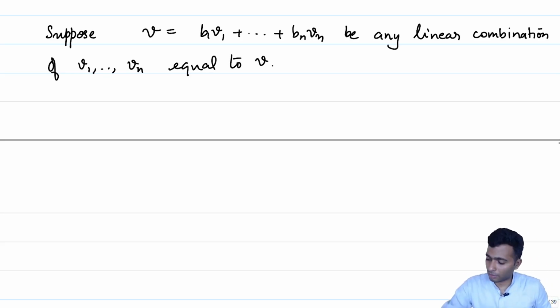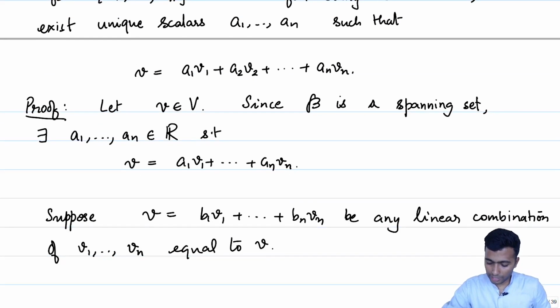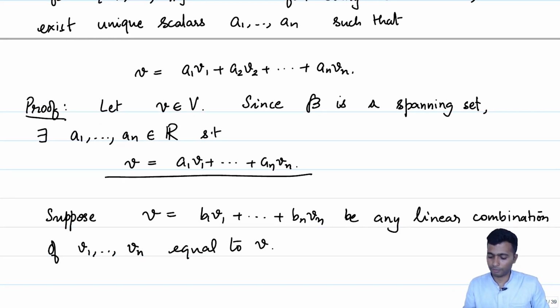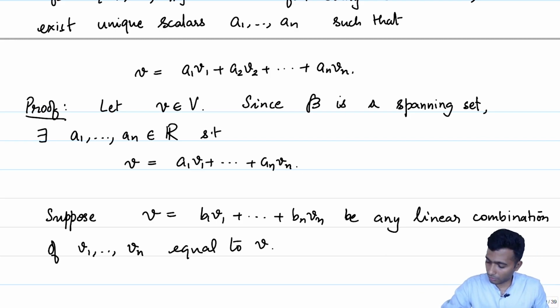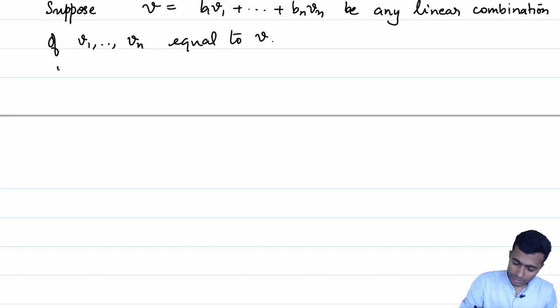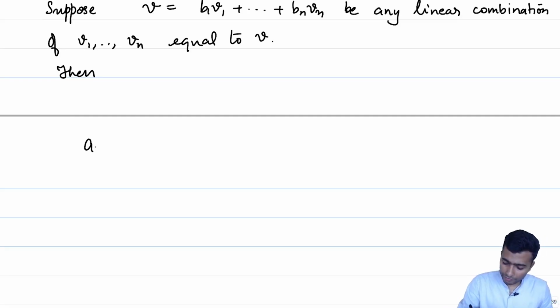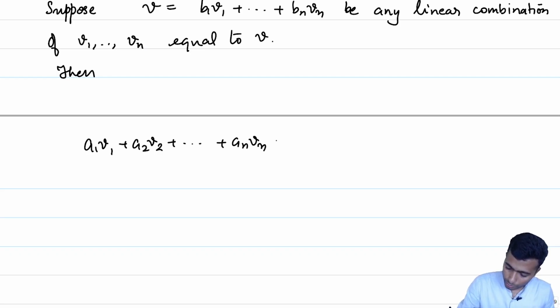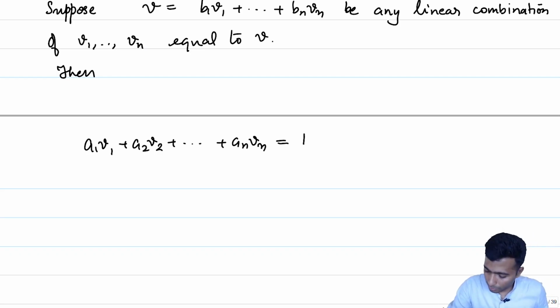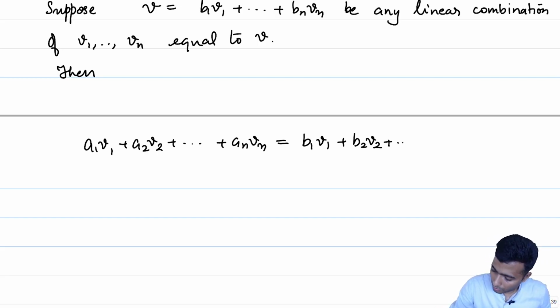What does that mean? That means that we already have one linear combination here, right? V is already equal to A1 V1 plus A2 V2 up to An Vn, and therefore A1 V1 plus A2 V2 plus dot dot dot An Vn, which is equal to V, is also equal to B1 V1 plus B2 V2 plus dot dot dot plus Bn Vn.